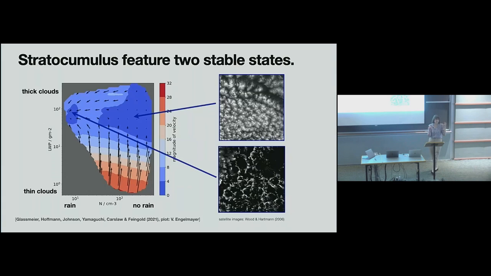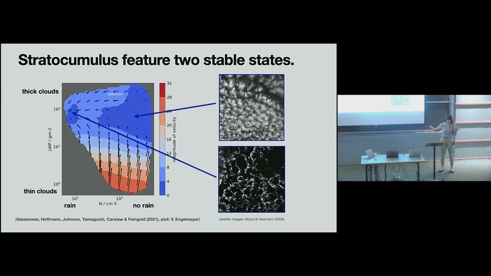Because here we clearly see we have these two steady states, and we've taken all this complexity that we have from the large eddy simulation. In a way, we can boil it down here to the two states that we, of course, also clearly observe in the satellite images. Well, and this flow field shows you that you have these two steady states.